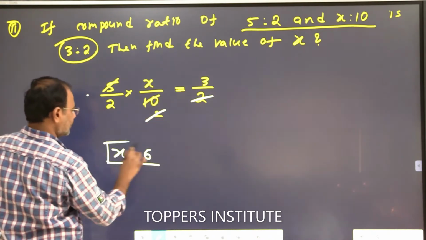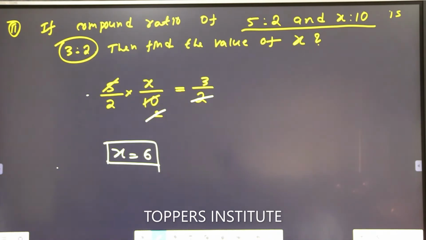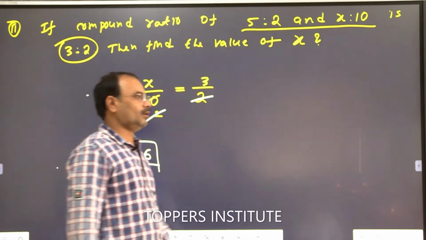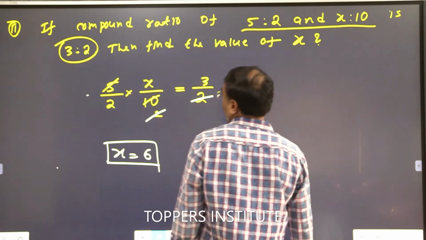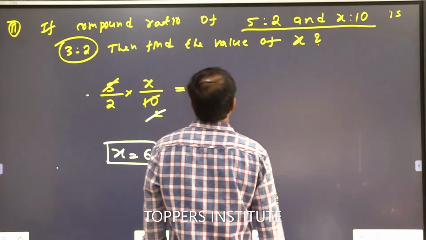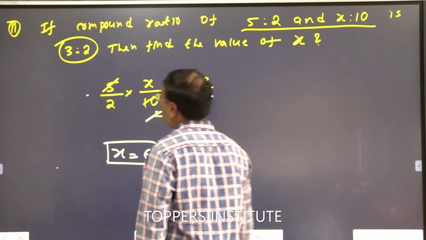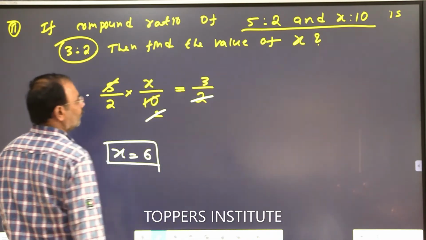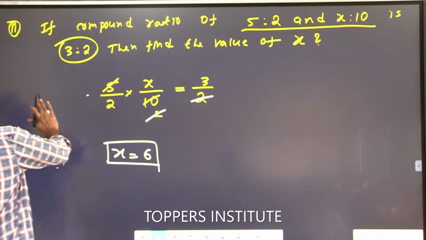2 into 3, 6. This is the answer. X is equal to 6, right? So this is the question. They ask compound ratio like this. If compound ratio of 5:2 and x:10 is 3:2, then find the value of x. X is equal to 6.